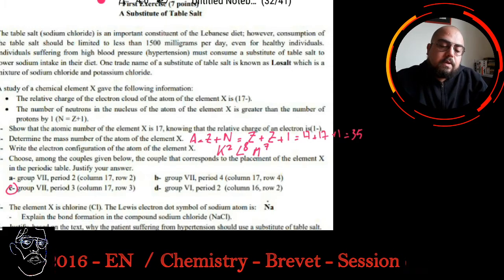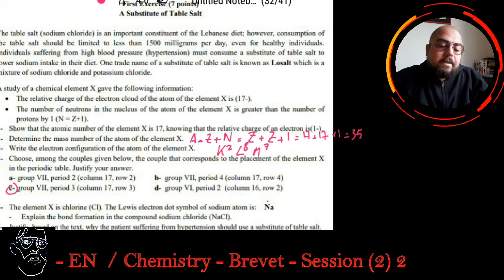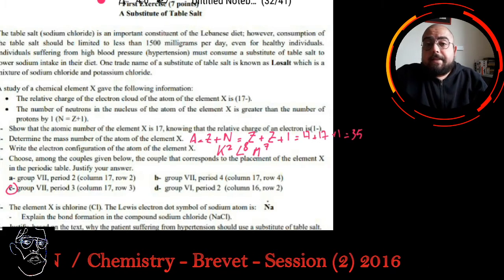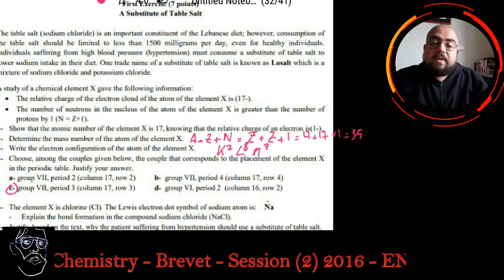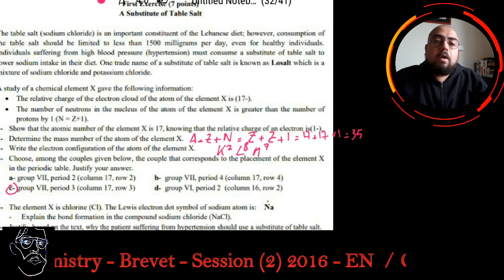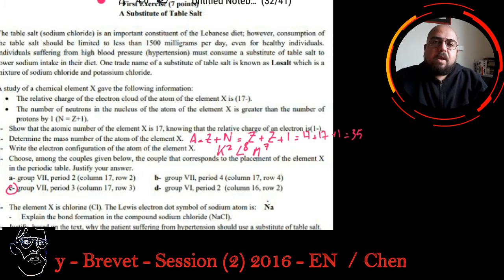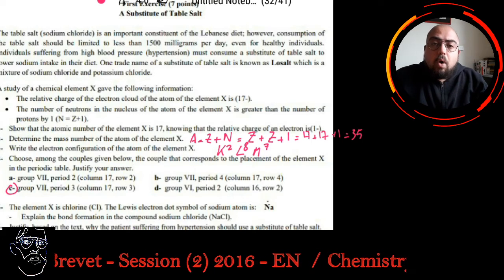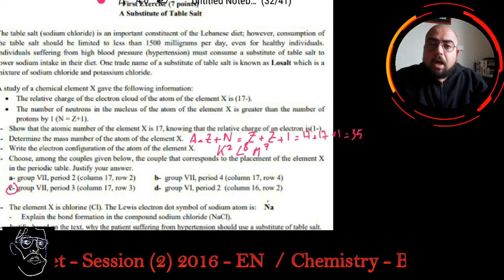The Lewis electron dot symbol of sodium atom is Na with a dot. Explain the bond formation of the compound sodium chloride NaCl. So, after referring to the Lewis electron dot symbol of the sodium, we can find out that Na has one valence electron in its electron configuration. So this electron needs to be lost in order to obey the octet rule, and Na will be transformed to Na plus ion.